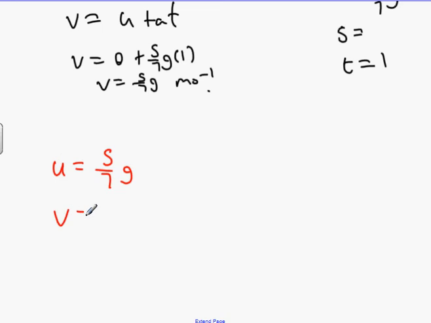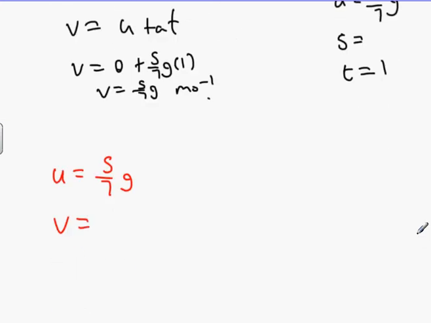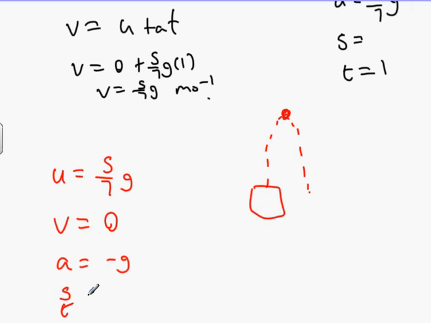Its phi, we're looking for the maximum height, aren't we? So what will V be equal to? Has to equal 0, because you're talking about the 1 kilogram mass rising, then stopping, and then coming back down again. So its V has to be equal to 0. Okay? Its A value, minus G, S and T. The whole point of this question is to find out what S is.